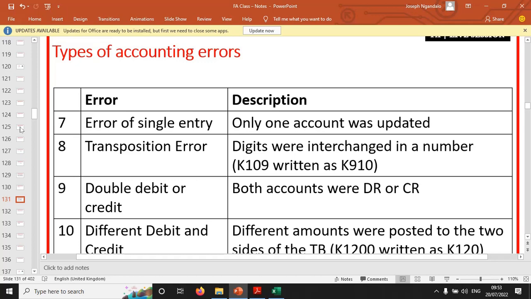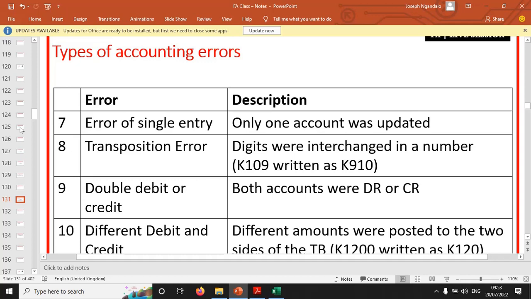Now, the only way a transposition error is going to make the trial balance fail to balance is when it takes place in the general ledger. Did you hear that? Because in this case, the debit side may have 109, and then the credit side has 910. That's the only way it can affect us.